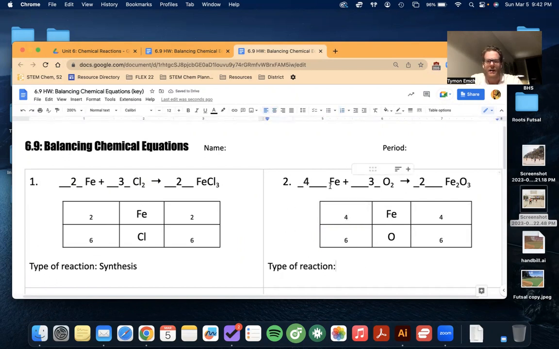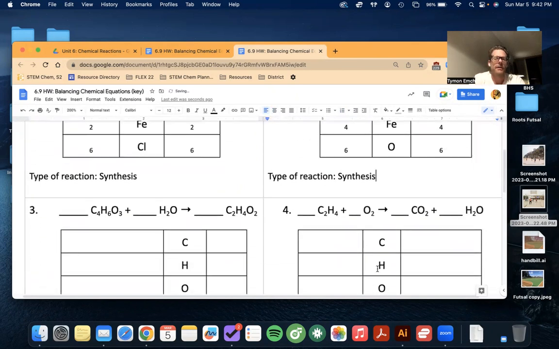On this one, again, I have a single plus a single going to make a double. So this right here will be synthesis, also known as a combination reaction.